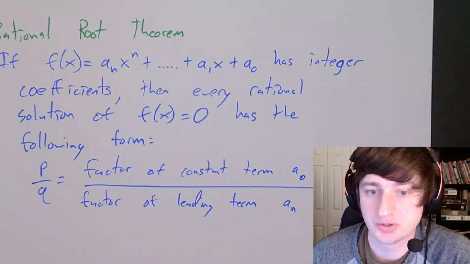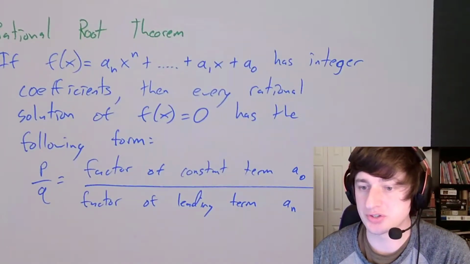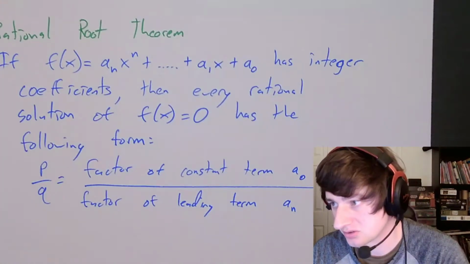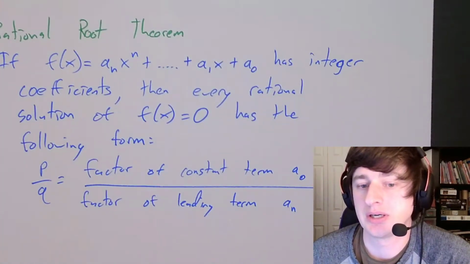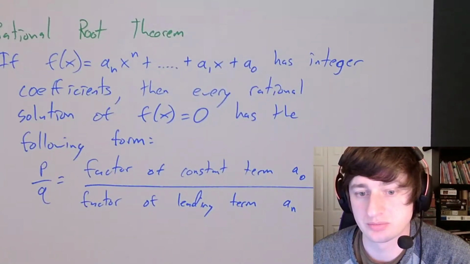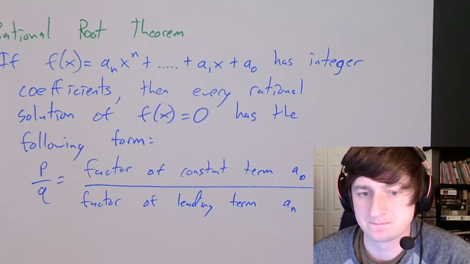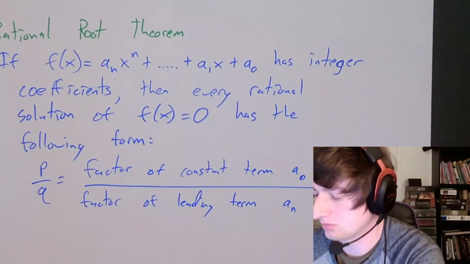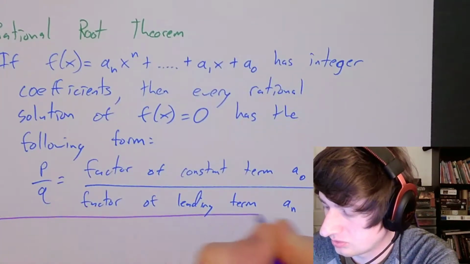So it doesn't tell you all the actual solutions. It's just going to give you a list of possible values that could be the solutions. And then we have to check which ones of those are actually solutions. Okay, so we're just going to do this by example.